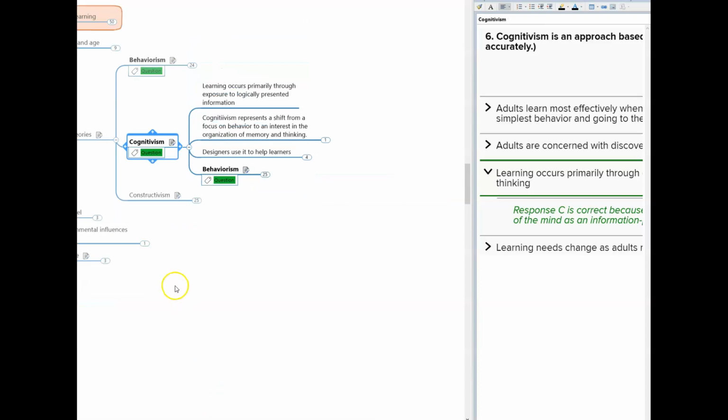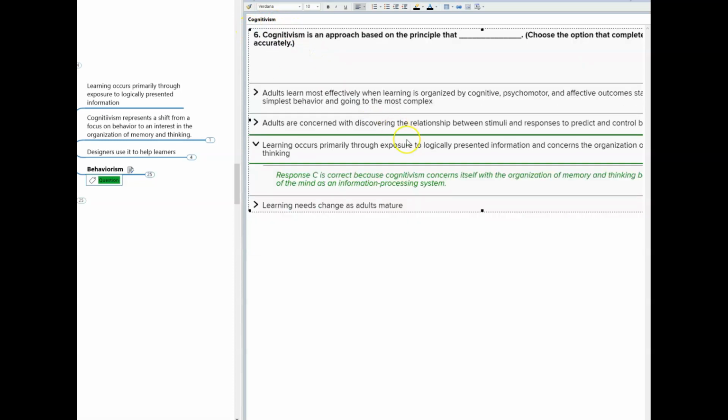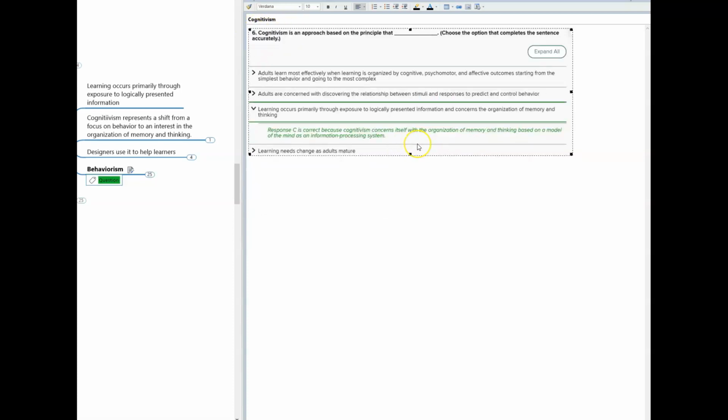The next classical theory is cognitivism. Question. Cognitivism is an approach based on a principle that learning occurs primarily through exposure to logically presented information and concerns the organization of memory and thinking. This is correct because cognitivism concerns itself with the organization of memory and thinking based on a model of the mind as an information processing system.